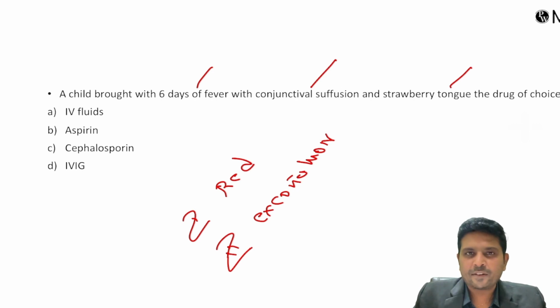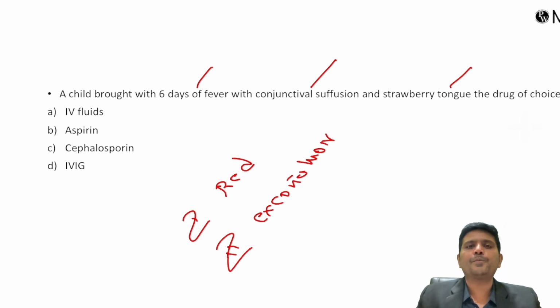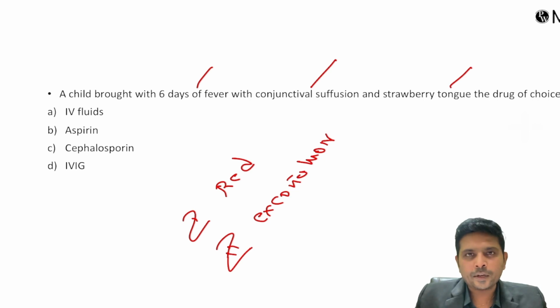Fever lasting for more than 5 days along with 4 of the following 5 indicates complete Kawasaki disease. Less than 4 indicates incomplete Kawasaki disease. In this case, this is quite straightforward even though the other 2 criteria were not present. So this is a case of Kawasaki disease and the drug of choice is IVIG. Yes, we know aspirin should be given for about 6 weeks, but the question is drug of choice. The drug of choice here is IV immunoglobulin 2 gram per kilogram over a period of 2 days.